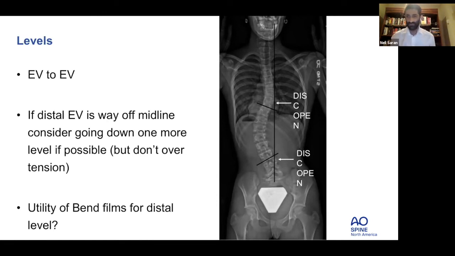Can I use a bend film to figure that out? And I'm not sure anyone really has the true answer on these. But when I do see them starting to get so far off the midline, I start thinking, should I be going to L4? And then the question is, are you actually going to be able to get there? And if you can, then I think it's worth putting it in. But if you put it in, you really want to have little tension at that level, rather than over tensioning it.